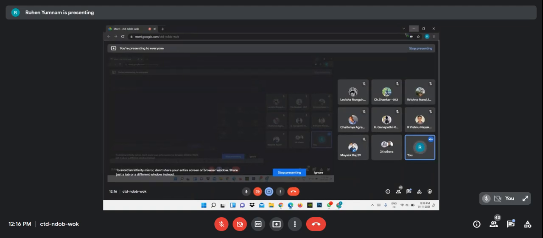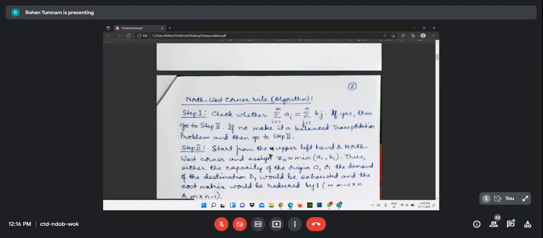Now let us come to the algorithm for the northwest corner rule. Northwest corner rule means, in this figure, what is the northwest? Northwest is always the top left. Top left is the northwest. In the figure you see, top left is the northwest. Instead of northwest, it is also called the top left corner rule, because it starts from the cornermost element, and that is why it is called the northwest corner.